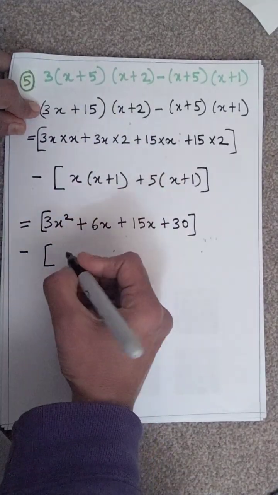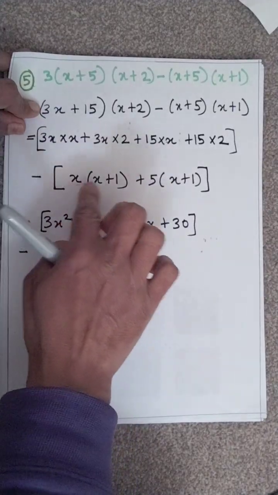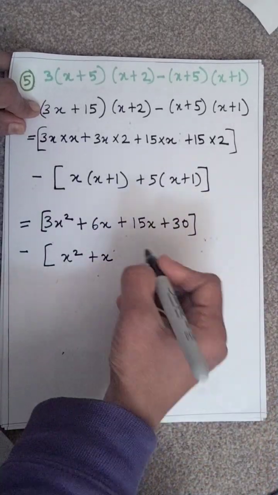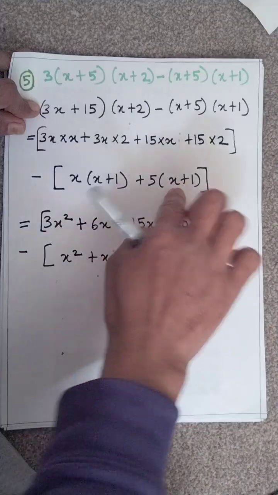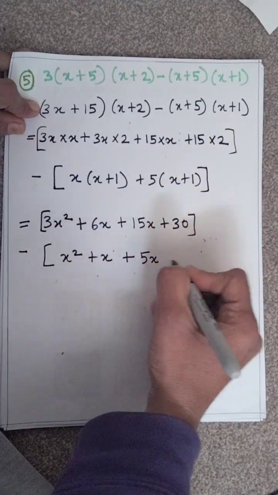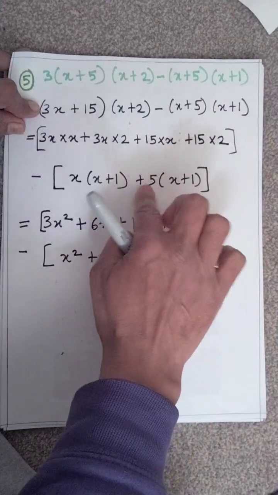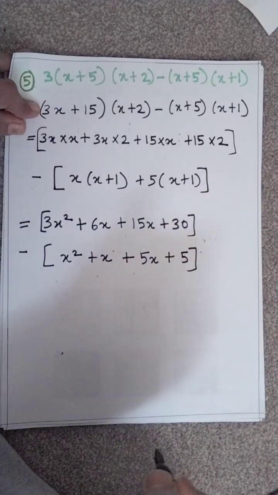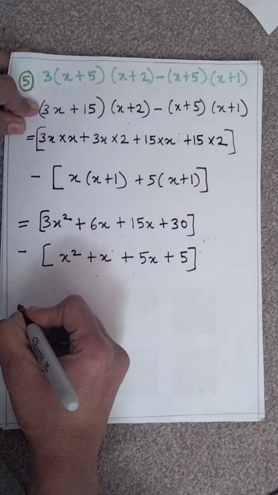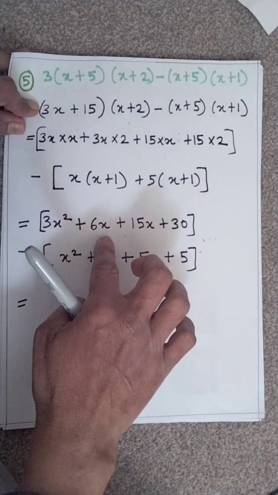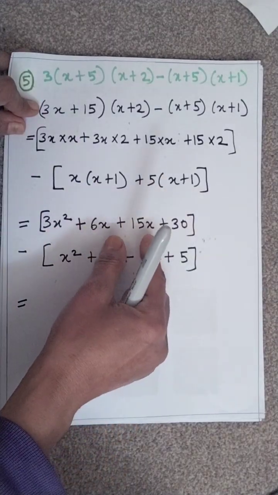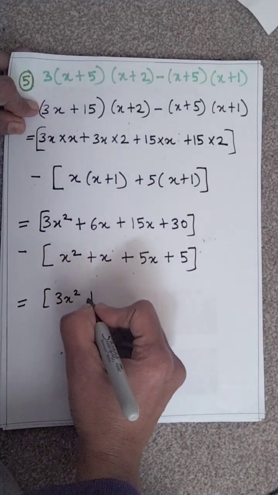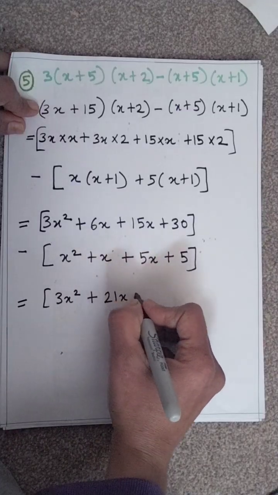x times x is x square. x times 1 is x, so plus x. Okay, now plus 5 times x is 5x, plus 5 times plus 1 is 5. Okay, is equal to. Now 3x square, 6x and 15x. These are similar terms, so we add them. So we get 3x square plus 21x plus 30.